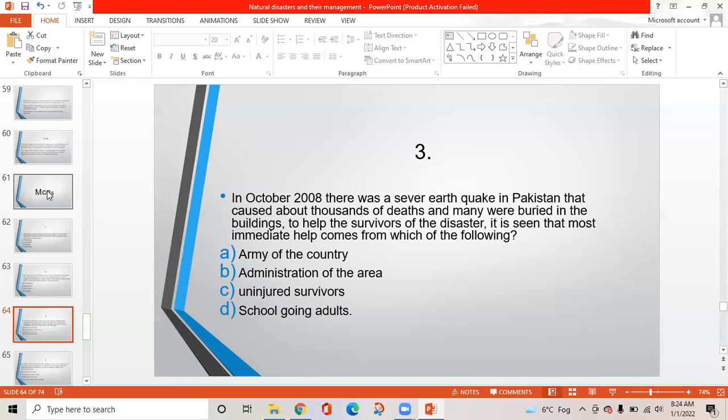In October 2008, there was a severe earthquake in Pakistan that caused about thousands of deaths and many were buried in the buildings. To help the survivors of the disaster, it is seen that most immediate help comes from which of the following? Option A is army of the country, option B administration of the area, option C uninjured survivors of the area, and option D school going adults. Option C is the right one, uninjured survivors.